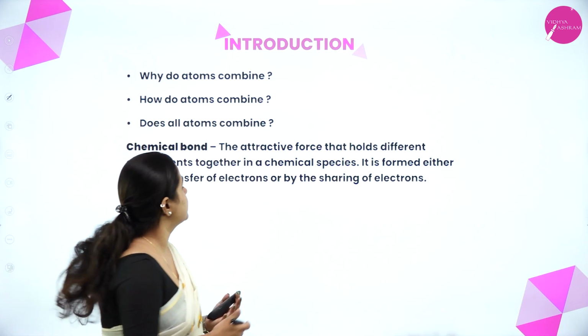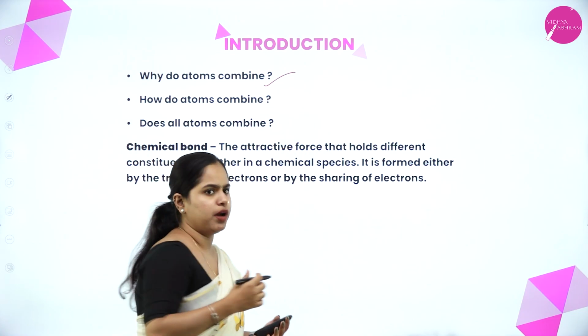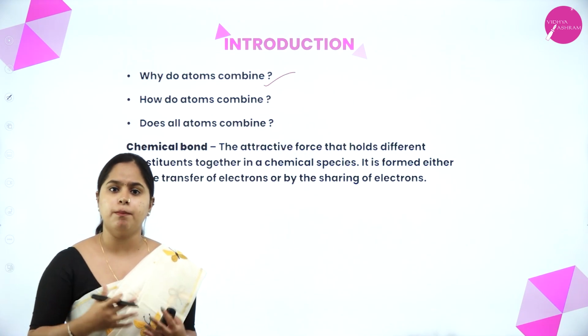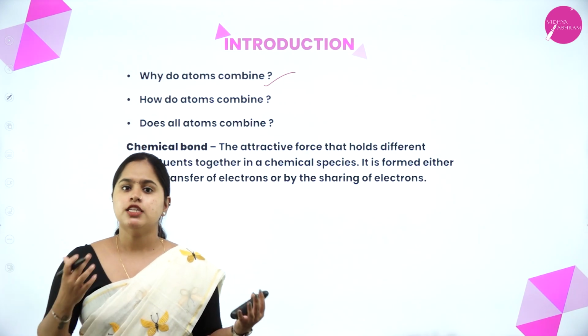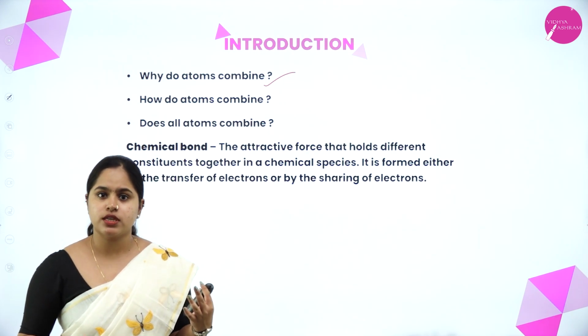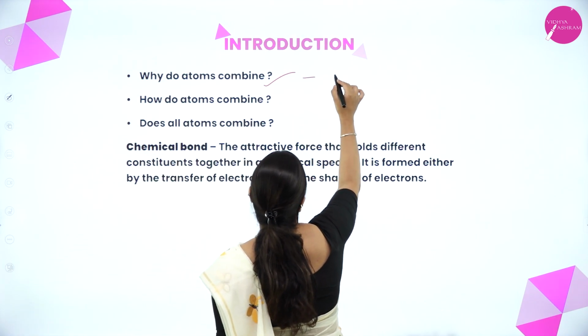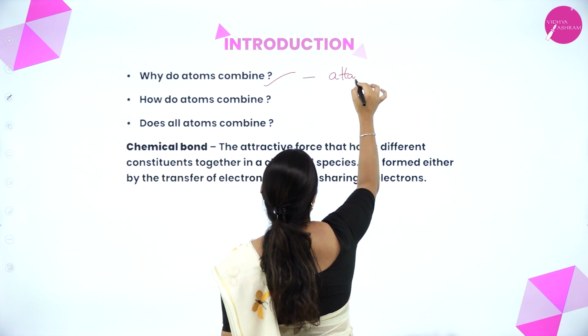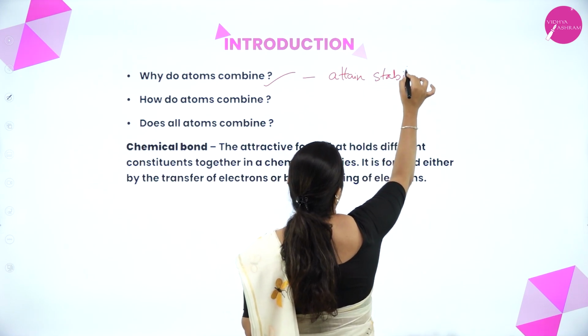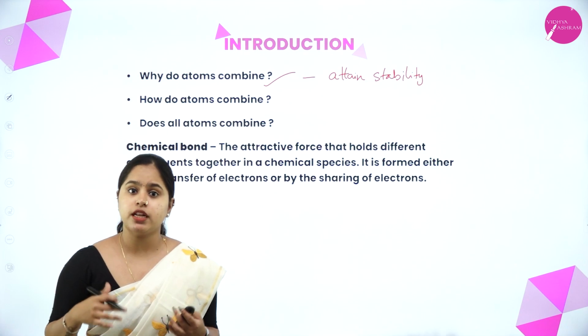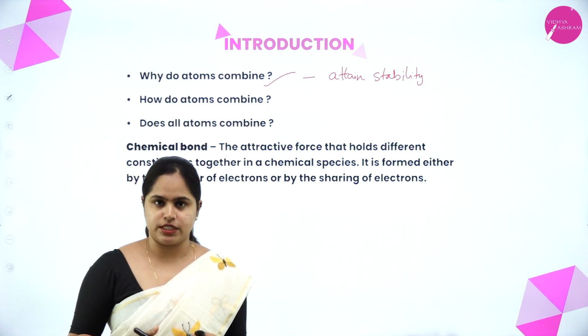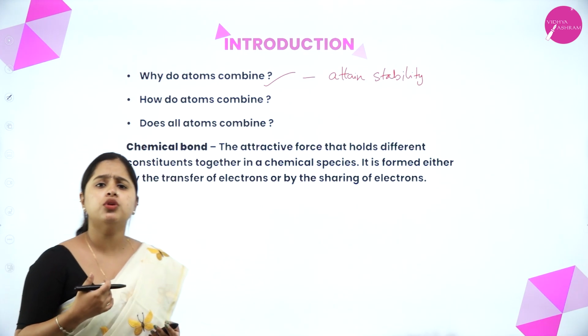So the question arises, why do atoms combine? Why exactly do atoms combine and form molecules? As said, they can't exist independently, so they combine and form molecules because they hence attain stability, right? As I said, atoms do not have stability on their own. So they combine and form molecules to attain stability. Clear?